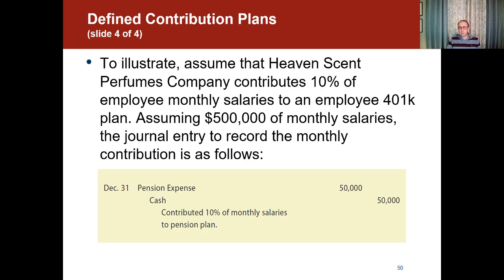So let's see this example. Assume that Haven Scent Perfumes Company contributes 10% of employee monthly salaries to an employee 401k plan. Assuming $500,000 of monthly salaries, the journal entry to record the monthly contribution would be as follows. So we're going to debit pension expense for $50,000, and remember that's 10% of their salaries. And we credit cash because we have to pay the cash up front. That's the only disadvantage from the employer side, is that they have to make the contribution right away. Unlike the benefit plan, they just create an allowance for that, and we'll see how it works.